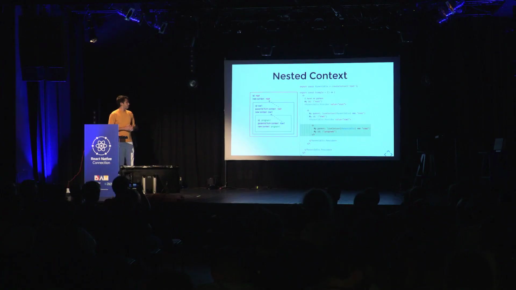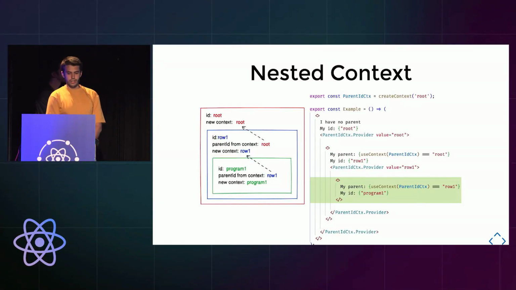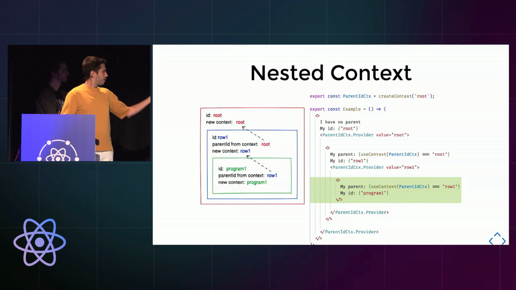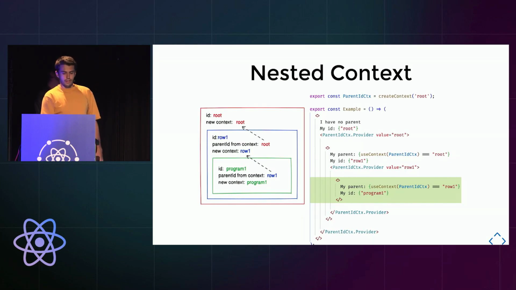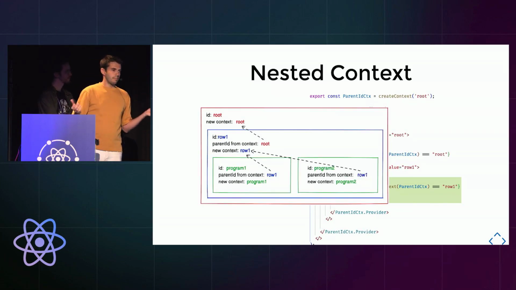So, I mean, of course, here, program 1 doesn't really see root anymore. It only sees its closest parent. But this is nice for our use case because we only need each node to get its closest parent ID. And what's really powerful with this nested context approach is that now we can nest as many nodes inside one another, and they will always be able to get their closest parent ID when using useContext. And of course, this also works if you put several rows inside root or several programs inside row.